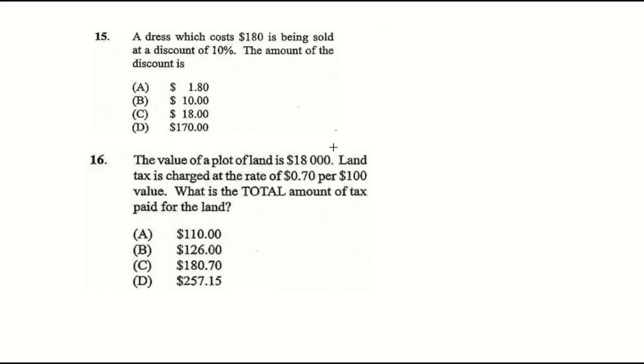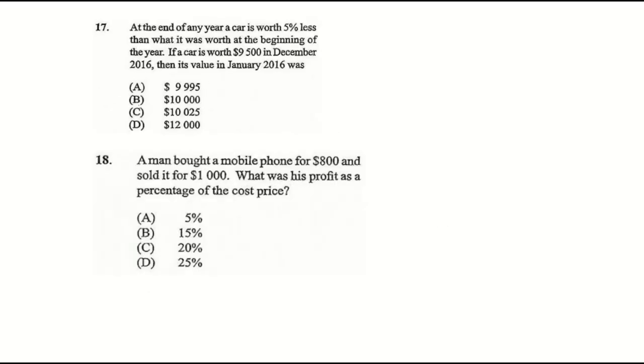That is the end of January 2018. Let's look at June 2017, Paper 1, Consumer Arithmetic, 15 to 22. A dress which costs 180, you get 10% discount. That would be 10% of 180, $18. The value of a plot of land is 18,000. The tax was 70 cents per hundred. How many hundreds do you have in this? That would have been 180 multiplied by 0.70, which is 126. At the end of the year, a car is worth 5% less than what it was worth at the beginning of the year. If at the end of the year it is 95, then the beginning of the year would be 100. This is a repeated question.